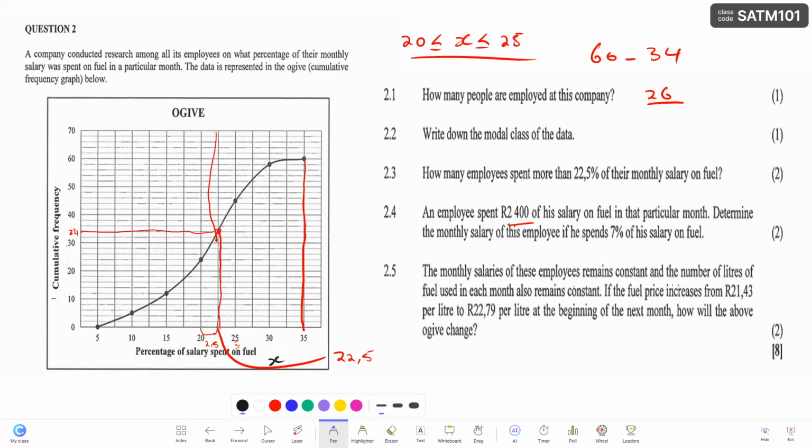You need to know that this is only going to shift our cumulative frequency graph. Our ogive, or cumulative frequency graph, will shift to the right. Why? Because the fuel price is increasing, so the x-axis values are increasing. So this is going to make our ogive shift to the right. That's the answer for that one: the ogive will shift to the right.